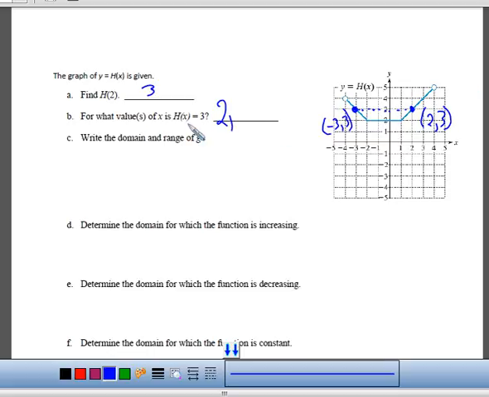So what values of x is h of x equal to 3? 2 and negative 3. Write the domain and range of g.